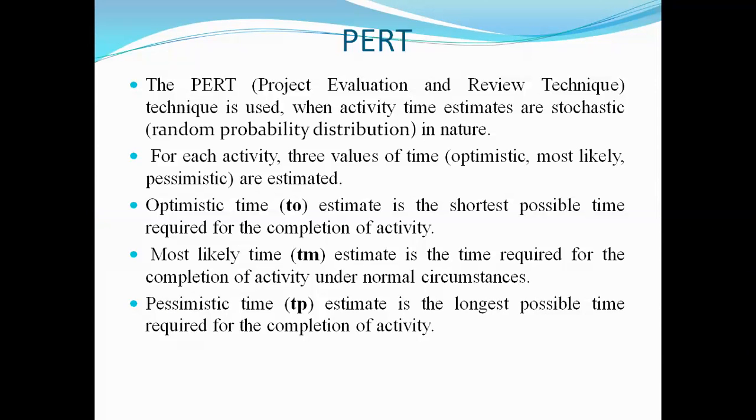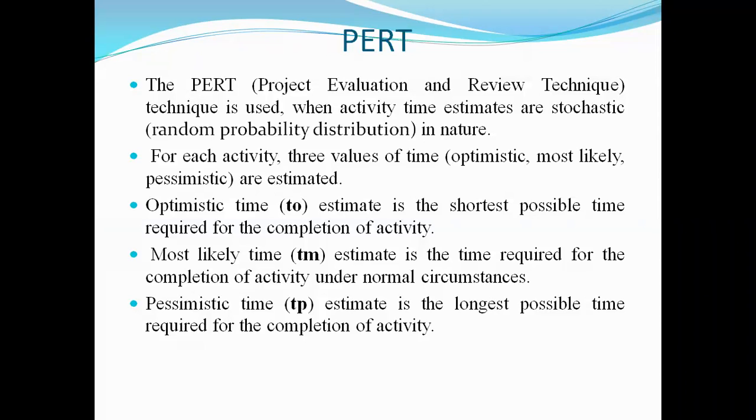Now, what is PERT? PERT, full form Project Evaluation and Review Technique. It is basically used when activity time estimates are stochastic, meaning whenever there is a random probability distribution, whenever the activity time cannot be deterministic in nature, so we have to go for the PERT type of technique. When there is a random probability distribution, we have to go for three types of times.